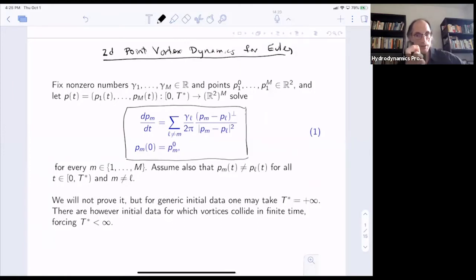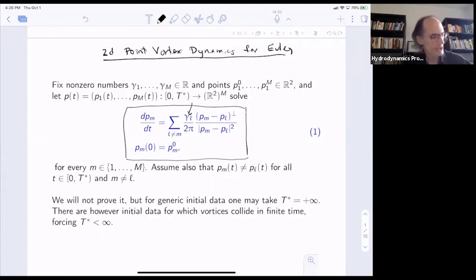given by the gamma. So gamma L is the strength of the velocity field generated by the Lth vortex. It falls off like so. If gamma is positive, that means a counterclockwise rotation. Negative means clockwise, and the speed is proportional to the size of gamma. So each vortex generates such a velocity field, and then each vortex is convected by the sum of the velocity fields generated by all of its neighbors, all of its peers. And then they start at some given initial conditions.